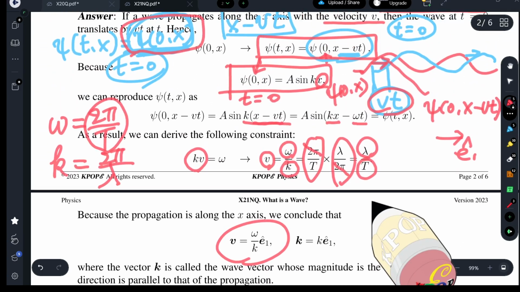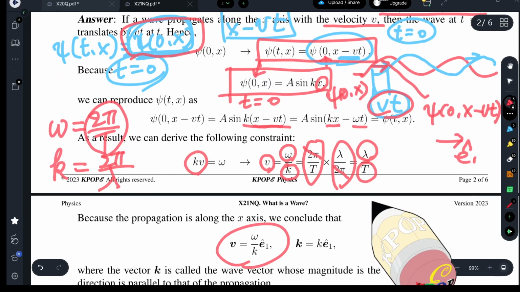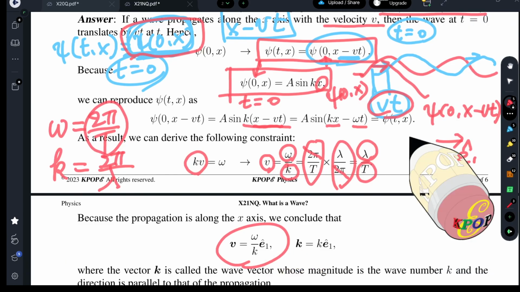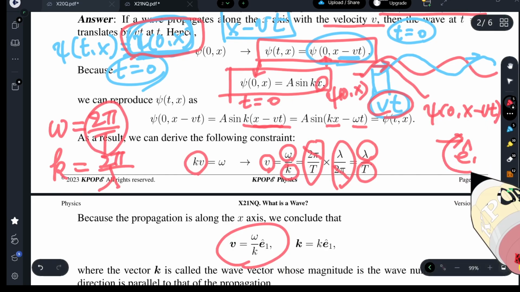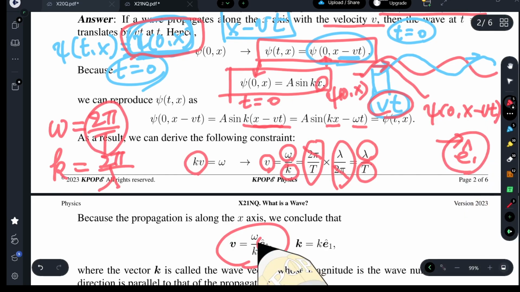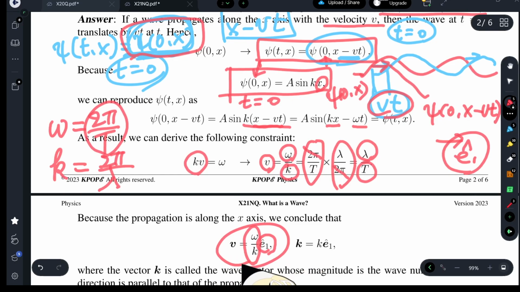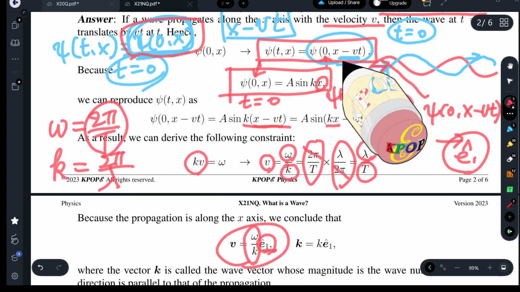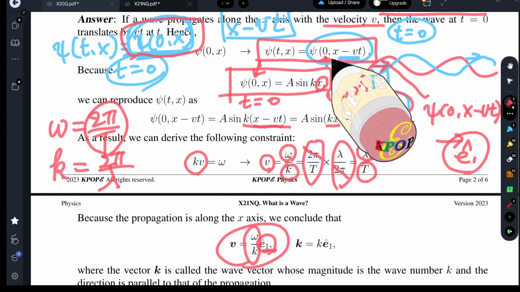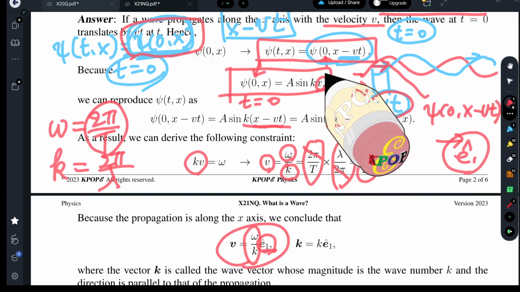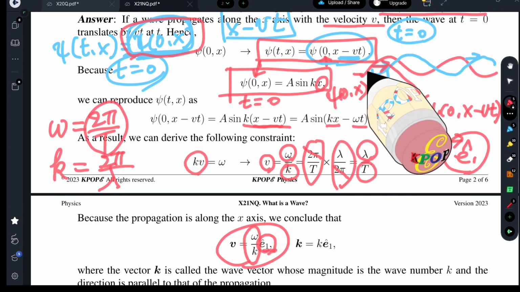We can extend this to the three-dimensional wave, and in that case, we can choose the direction of propagation to be along the x-axis. So in general, the velocity has a magnitude and direction, which in this case is along the positive x-axis.